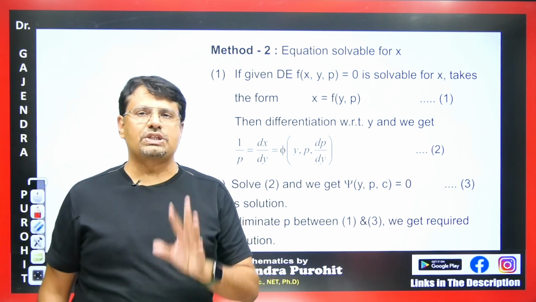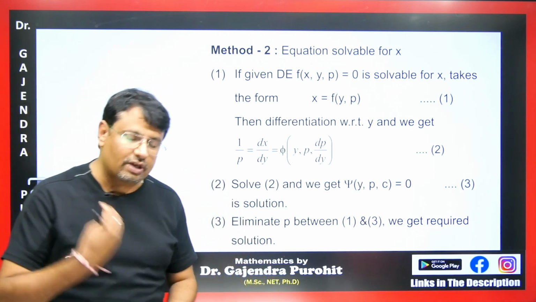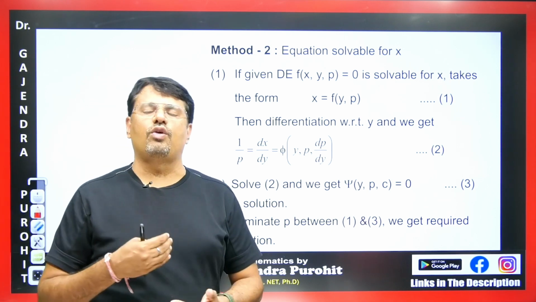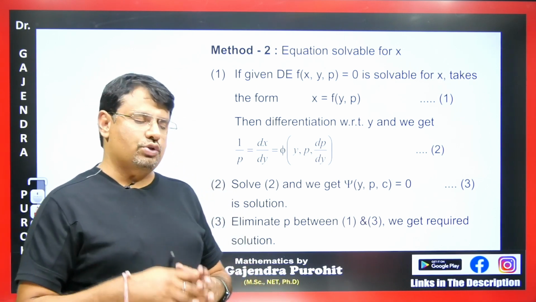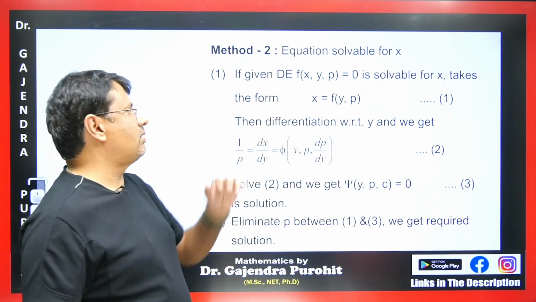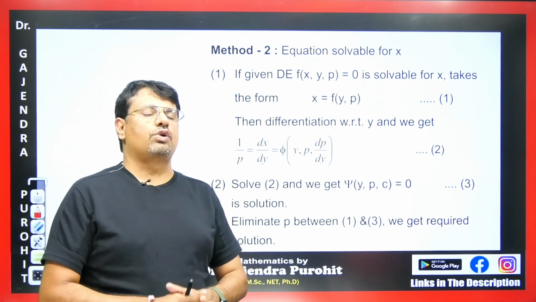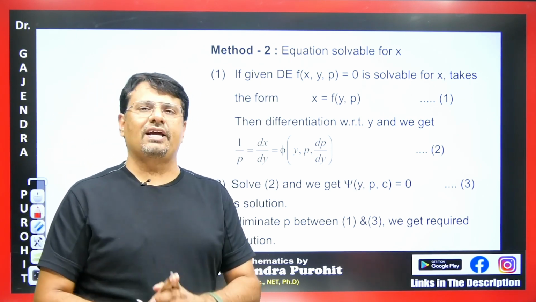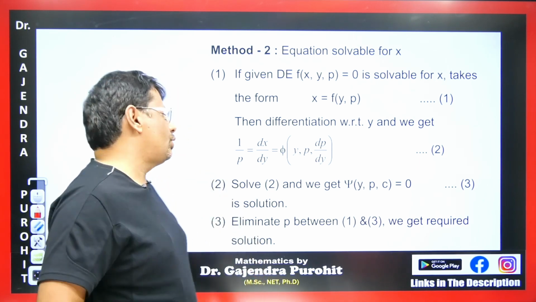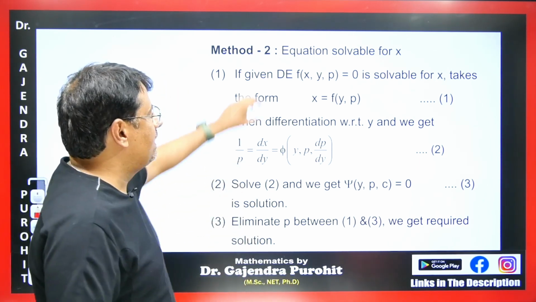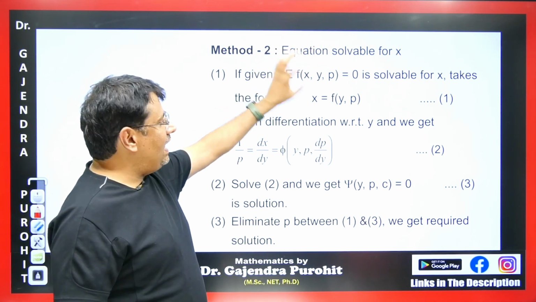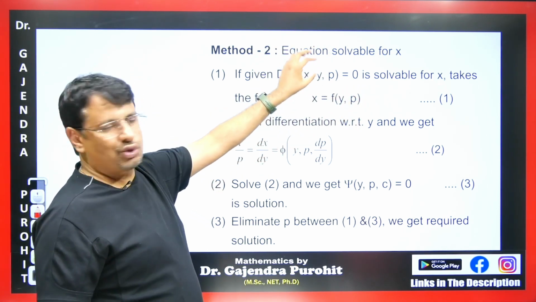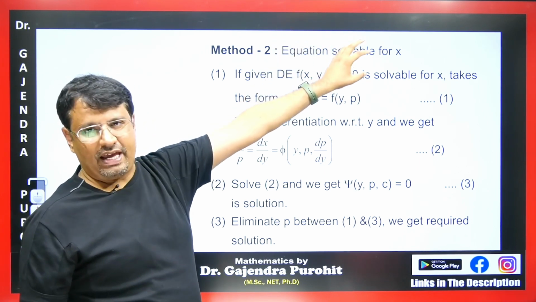When a first order and higher degree differential equation is given, students are confused whether it is solvable for P, solvable for X, solvable for Y, or in Clairaut form. I'll explain it gradually. Today we will see how to know if a given equation is solvable for x and what the procedure is. If the equation can be written in the form x is equal to a function of y and p, then we can solve it for x.